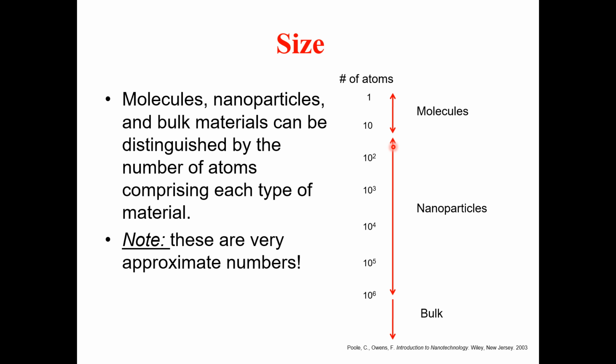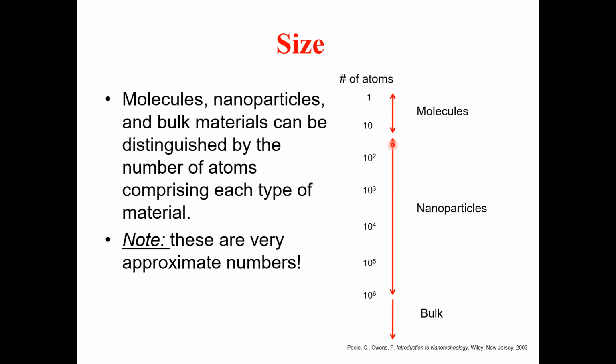And then we have nanoparticles. A nanoparticle can have an approximate number of atoms in this particular range. I mean, from this range up to this range, we can have any number of atoms in the nanoparticle. And if you have more atoms, that is more than 10 raised to power 6, then from here onwards we have the bulk material. Up to this particular scale we have the nanomaterial. So molecules, nanoparticles, and bulk materials can be distinguished by the number of atoms comprising each type of material.